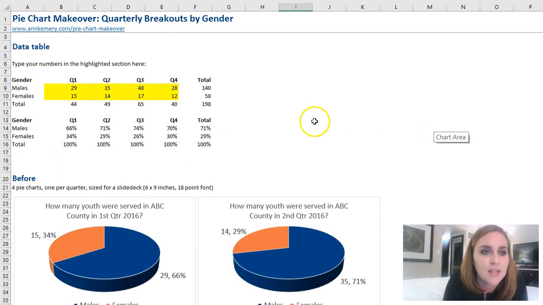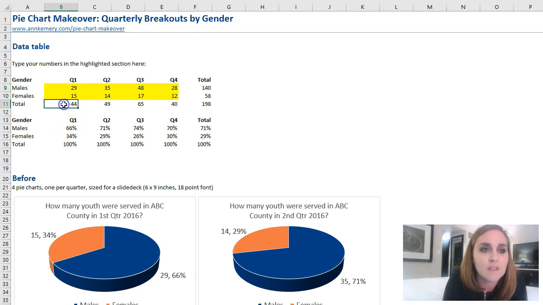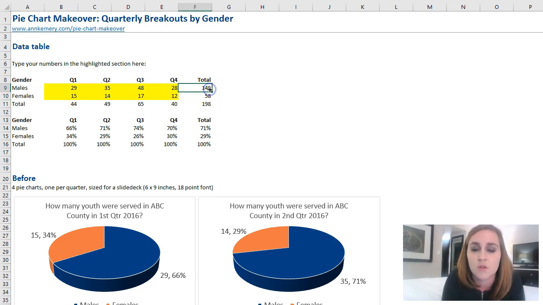So up at the top, you get to type in how many males and females you worked with. So instead of 29, you'd type in like 35 or 135 or whatever it is for your organization. You don't have to mess with the total. I already added the sum formula for you. You don't have to mess with the totals over here. Already sum that up. Just type the numbers in the yellow highlighted section. You're going to be golden.